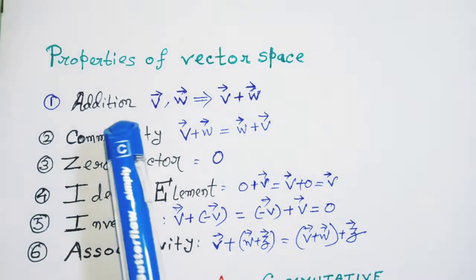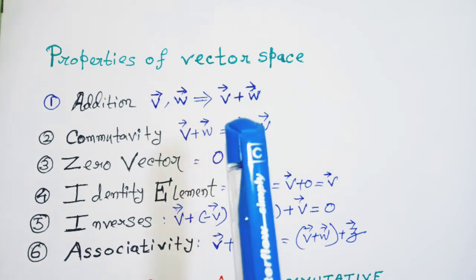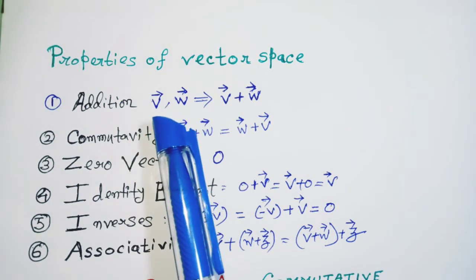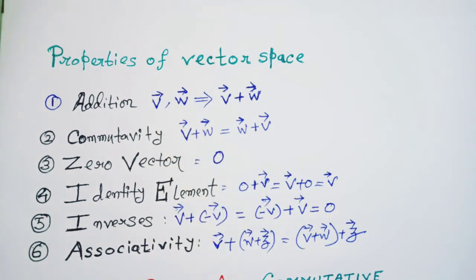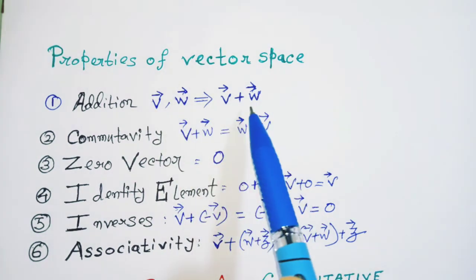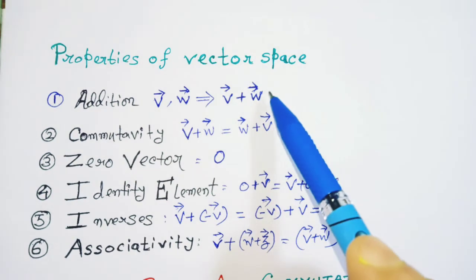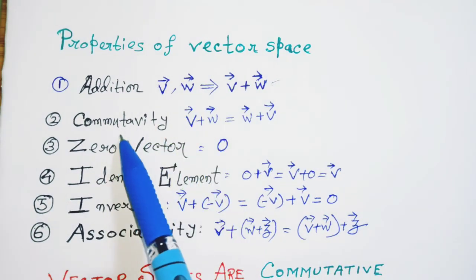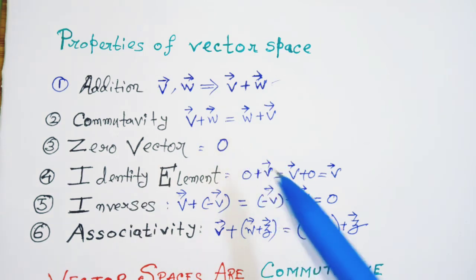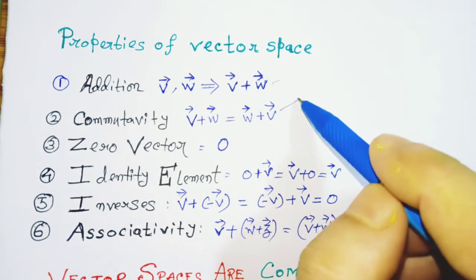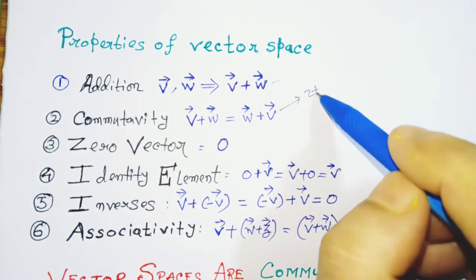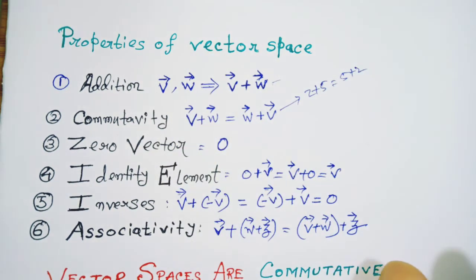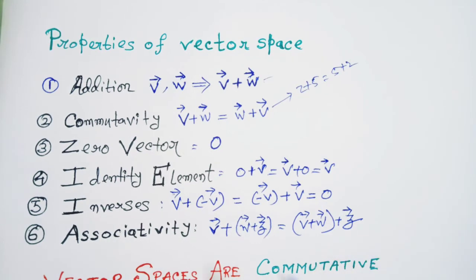Mind it that a vector space, because it is a collection of objects which are vectors, should have an addition. So if it's a vector v and a vector w, I can add v plus w. This is property number 1, that a vector space should have an addition. Commutativity is v plus w equals w plus v. This is simple, like 2 plus 5 equals 5 plus 2. So commutativity doesn't depend on the order in which it has been added.